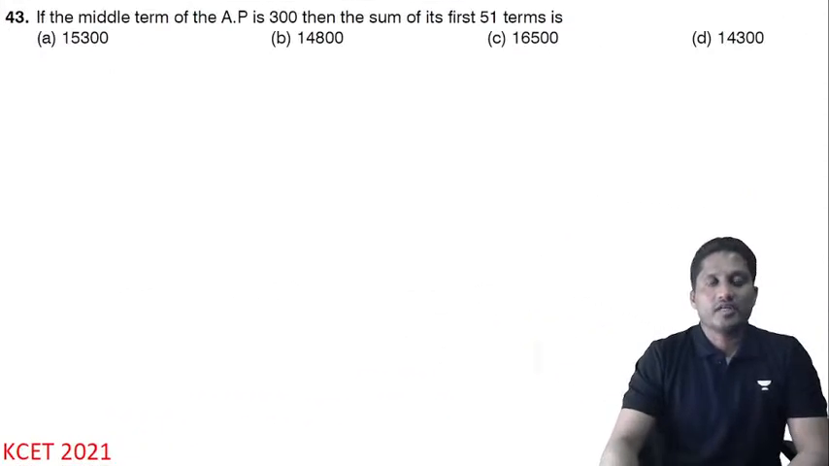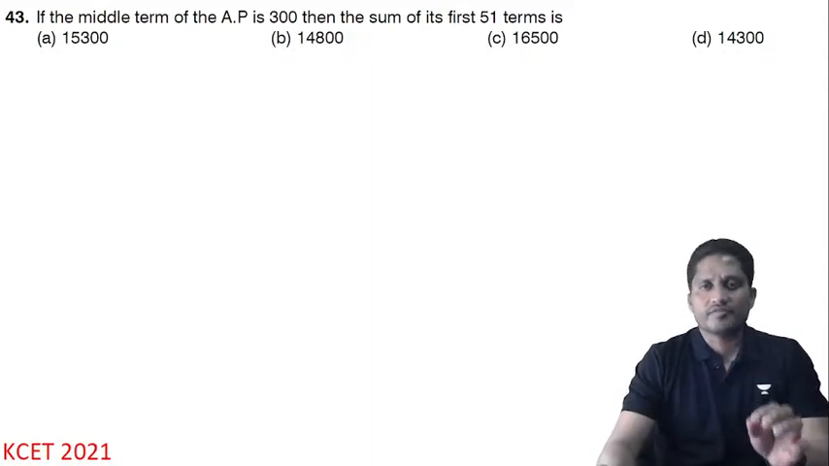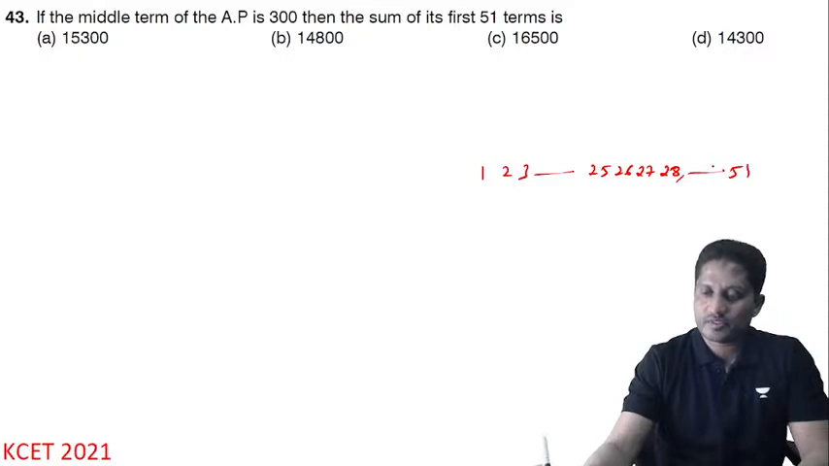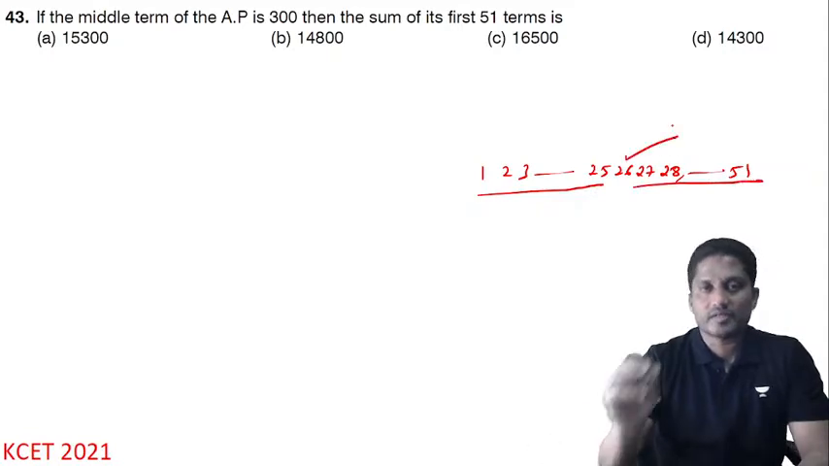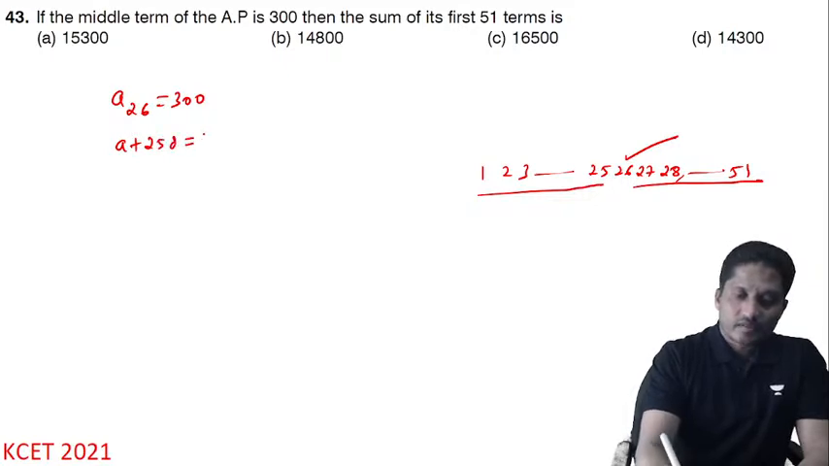Question number 43. The middle term of an AP is 300. Then the sum of the first 51 terms. If I take 51 terms, obviously the middle term will be the 26th term only. 1, 2, 3 and so on up to 25, 26, 27, 28 and so on up to 51. There are 51 terms, that is 25 on the left, 25 on the right. The middle term is the 26th term only. So the middle term is equal to 300, according to the question. The middle term can be written as A plus 25D is equal to 300.